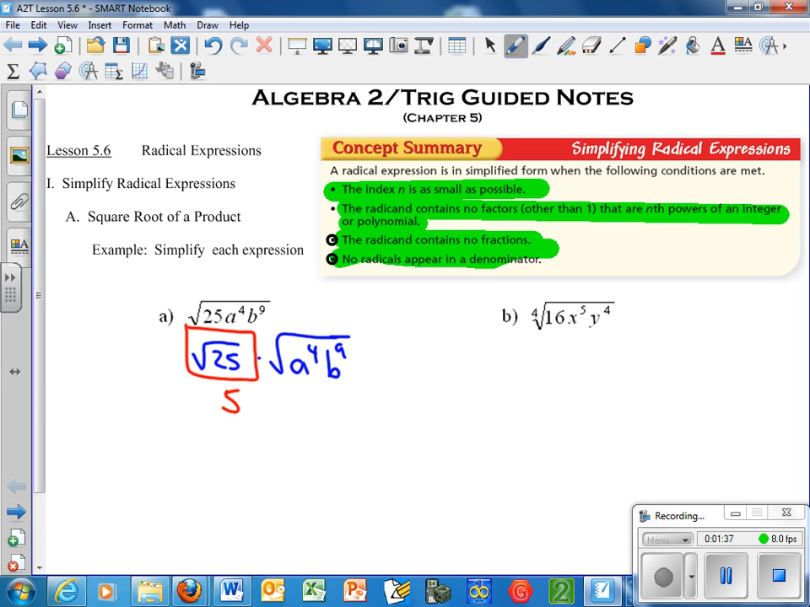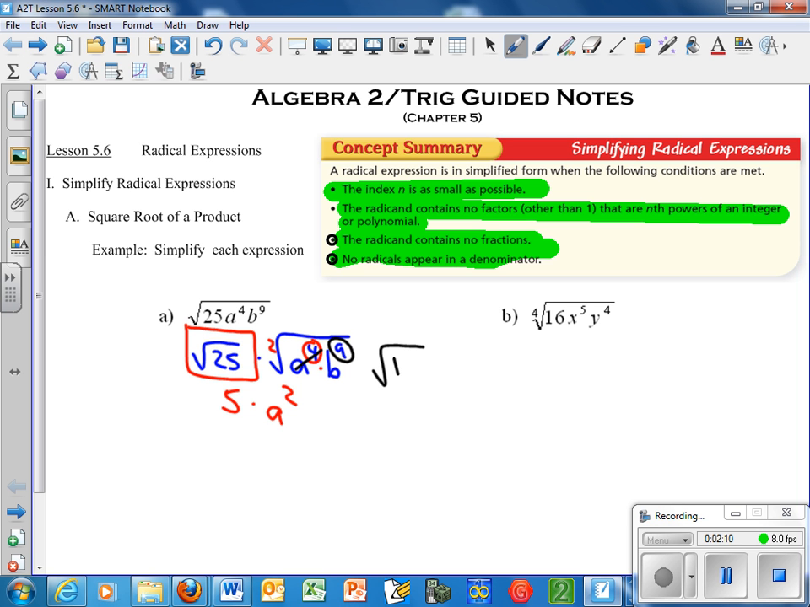Now, what I want to do underneath here, like in the last lesson, the index here is 2. If you notice, we can do the square root of a to the 4th, because this is an even exponent right here. If we take the 4, divide by the index of 2, it's a squared. But if you notice, on the b right here, we have an exponent of 9. So we've already taken care of the square root of a to the 4th, that's my a squared.